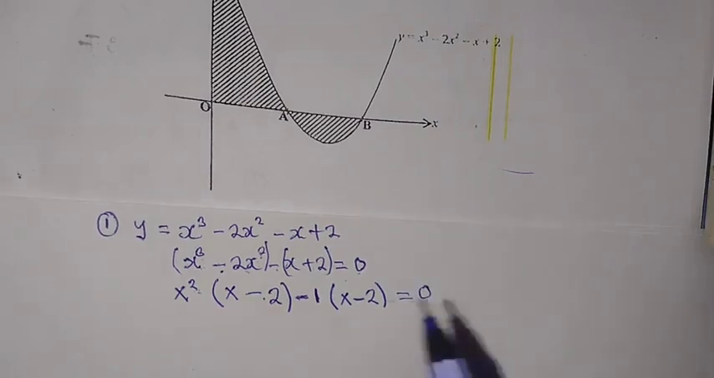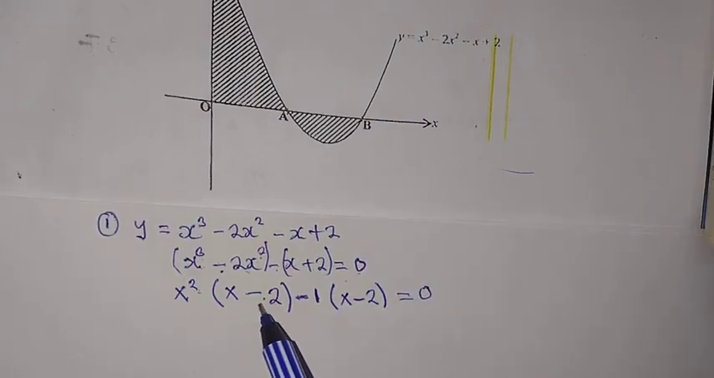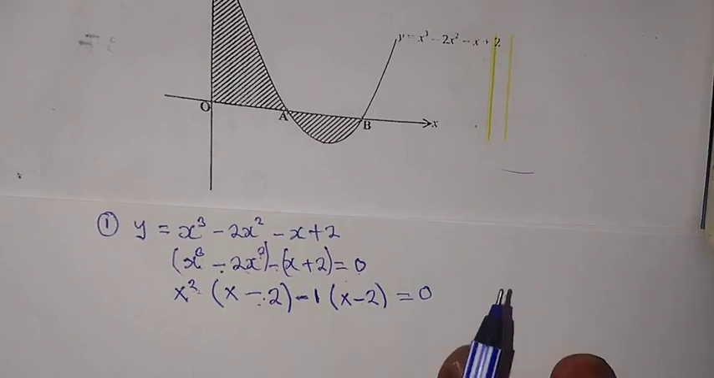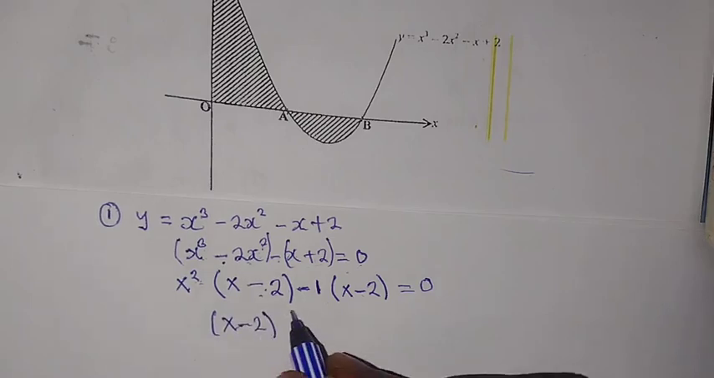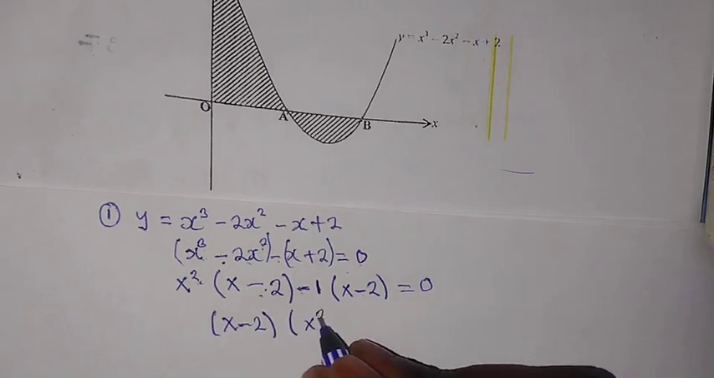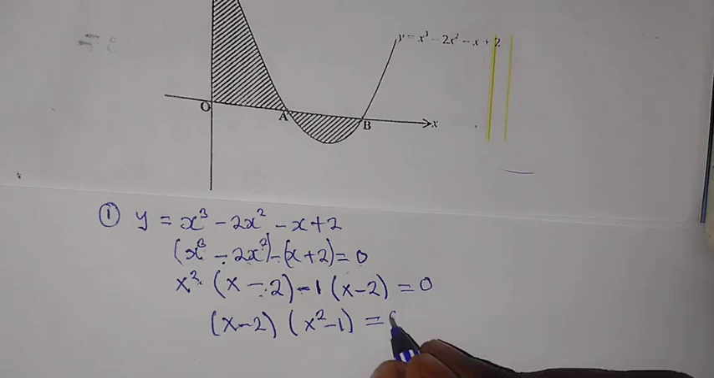You can observe that what is inside the brackets, even here, they are the same. So you can just take 1, which is x minus 2. Then we pick x squared minus 1. x squared minus 1 equal to 0.